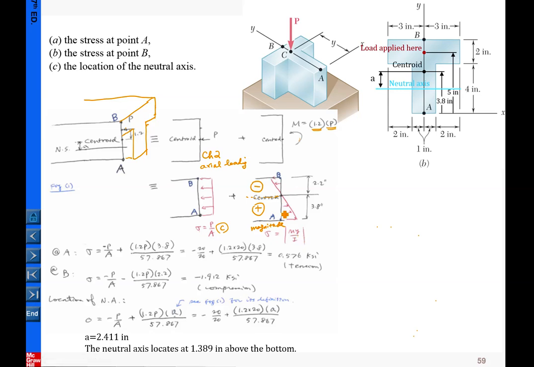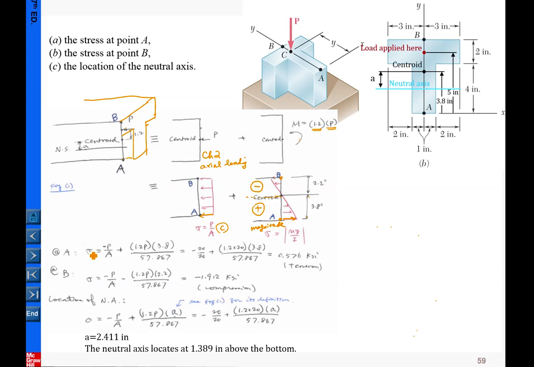And what is y? Again, if you are interested in, say, calculating the stress at A here, the y simply is the distance between A and the centroid. So that's 3.8. For example, if you want to calculate the stress at point B for this subsystem, then y equals 2.2. Okay. So now for the original system, the stress at point A is simply the stress of this amount plus this amount.